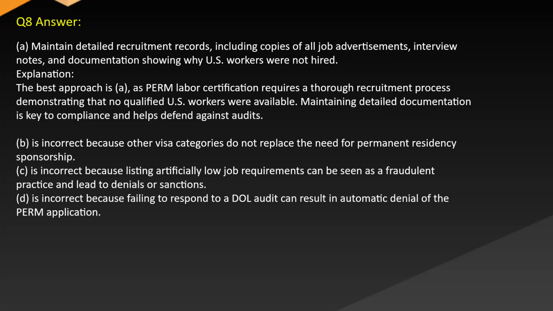Answer. A. Maintain detailed recruitment records, including copies of all job advertisements, interview notes, and documentation showing why U.S. workers were not hired. Explanation. The best approach is A, as PERM labor certification requires a thorough recruitment process demonstrating that no qualified U.S. workers were available. Maintaining detailed documentation is key to compliance and helps defend against audits.